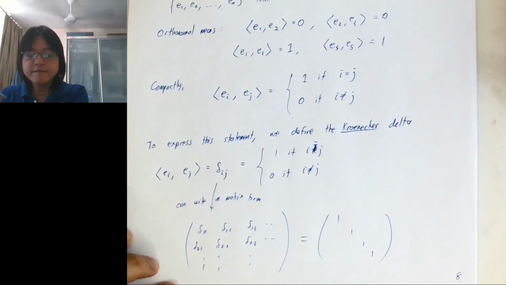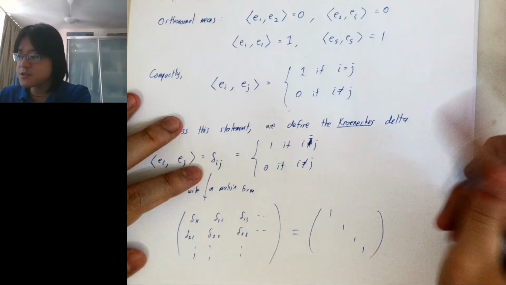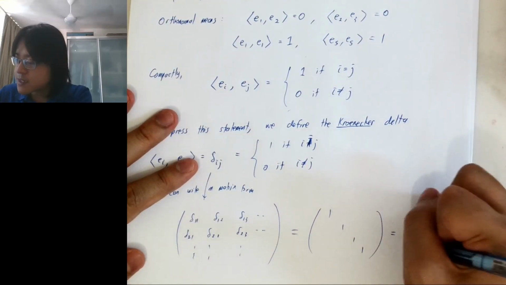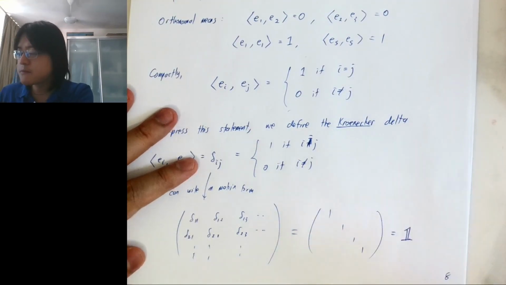Right, and in fact, as another notation to introduce the identity matrix, I will use this special letter 1, the identity matrix.